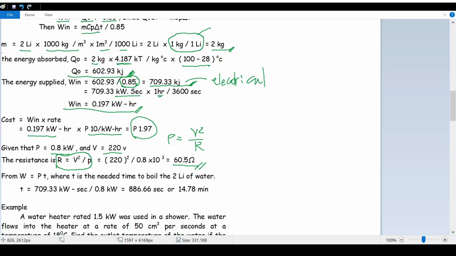Now to determine the time needed for the water to boil, we can use the formula energy equals power times time. The energy used in the heater is equal to the power, or the rated power of the heater, times time.